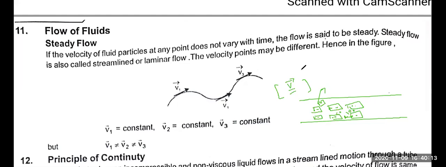Just think about it. I hope you can visualize this. Now don't you think the same thing might be happening with fluid also, or water also? Any liquid, if all the molecules are moving with the same velocity, they are maintaining their streamlined position. But if the velocity is not constant, if it is changing, then the path will not be streamlined. The flow will not be steady. Got it, everyone? I hope all of you understood the concept of steady flow.